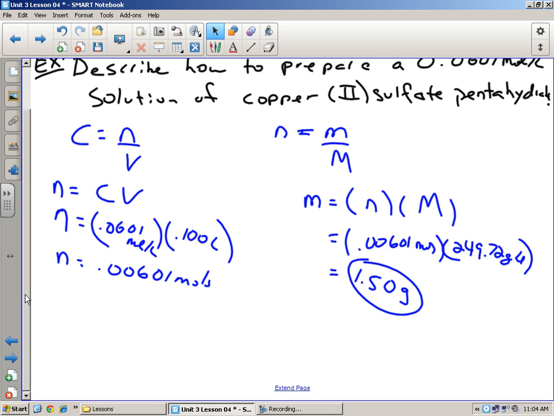But the other thing that works really well is sometimes a little beaker. And that's usually what we use. We use a little beaker. And we put that on there. And I know you can't all see. We put that on there and we 0 it. Okay, so it's like it's not even there. And we measure out our 1.50 grams. And I'll show you why we use the beaker here right away.